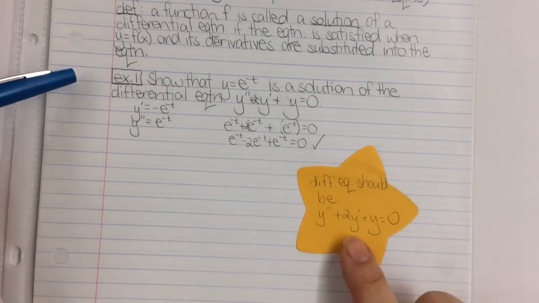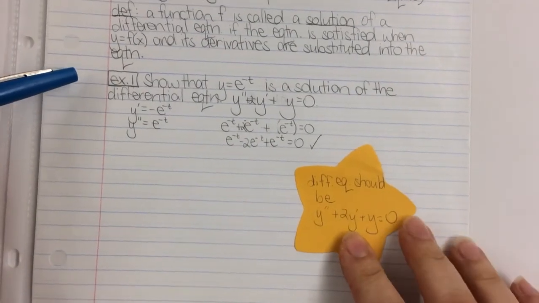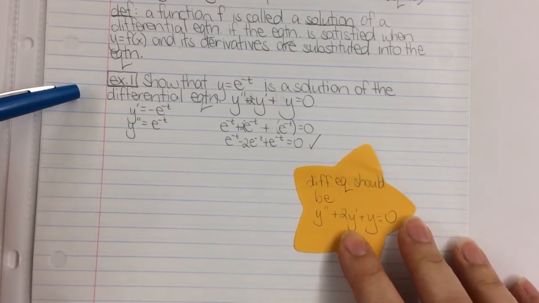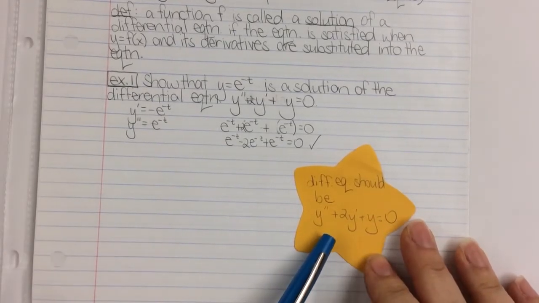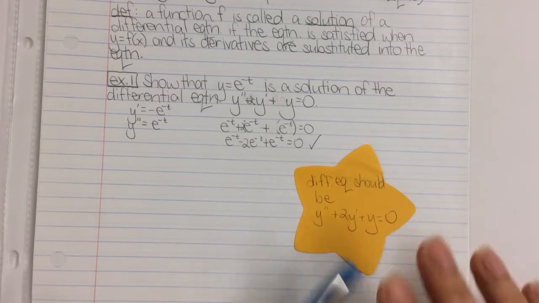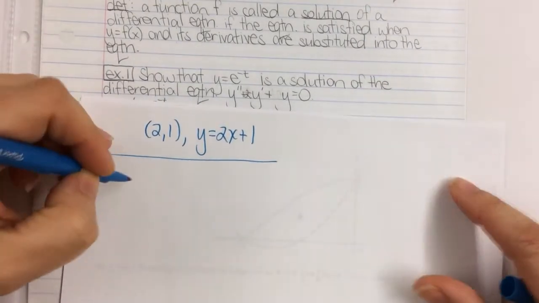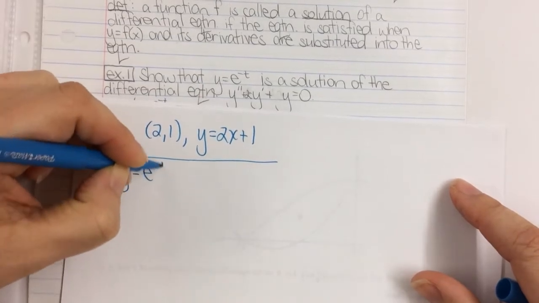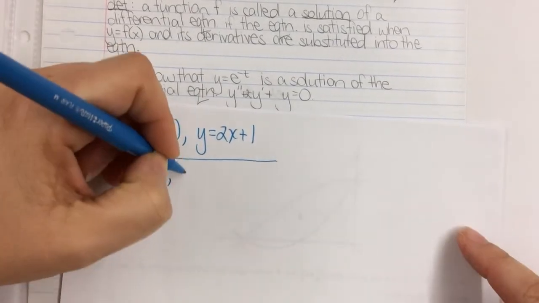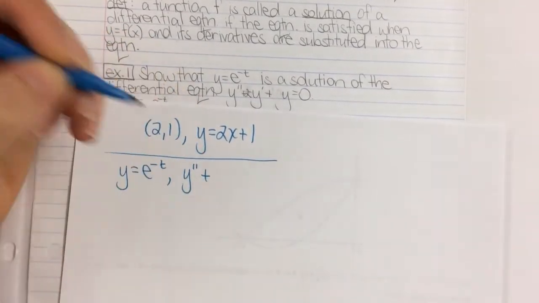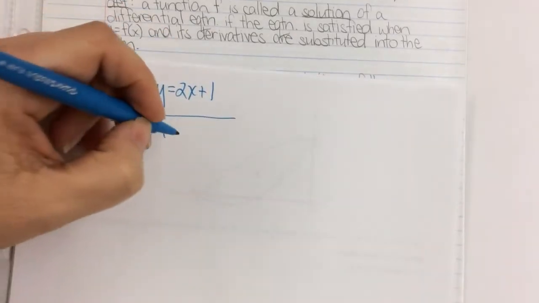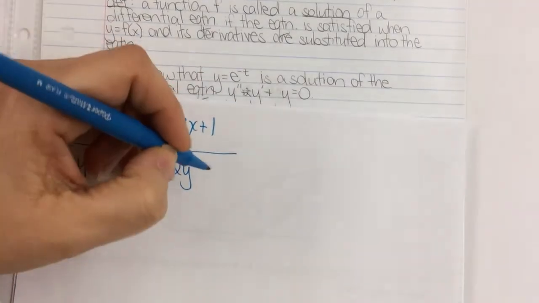So first, on the notes, there's a typo. This should be the differential equation that we're dealing with in this example. So I'm given a function, y equals e to the negative t, and I'm given a differential equation. Let me make sure that's right. Yeah, it changed it here.